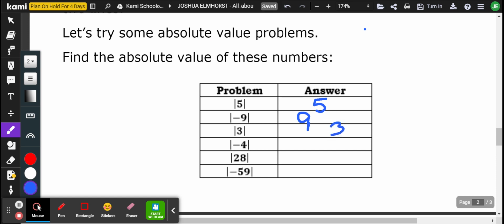3 is 3 units from 0. Negative 4 is 4 units from 0. So once you get the hang of it, once you get the concept, absolute value is just distance from 0 and is only measured in a number.